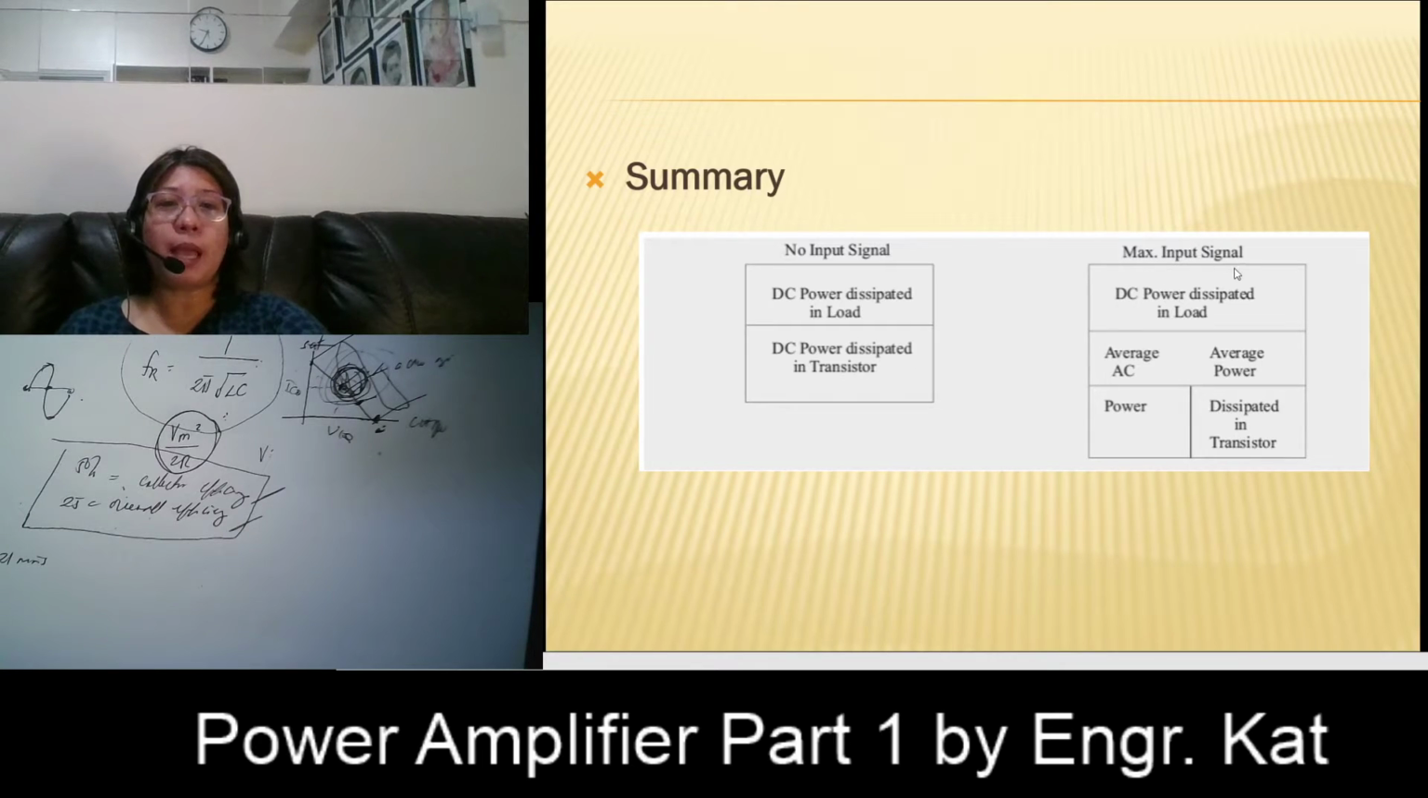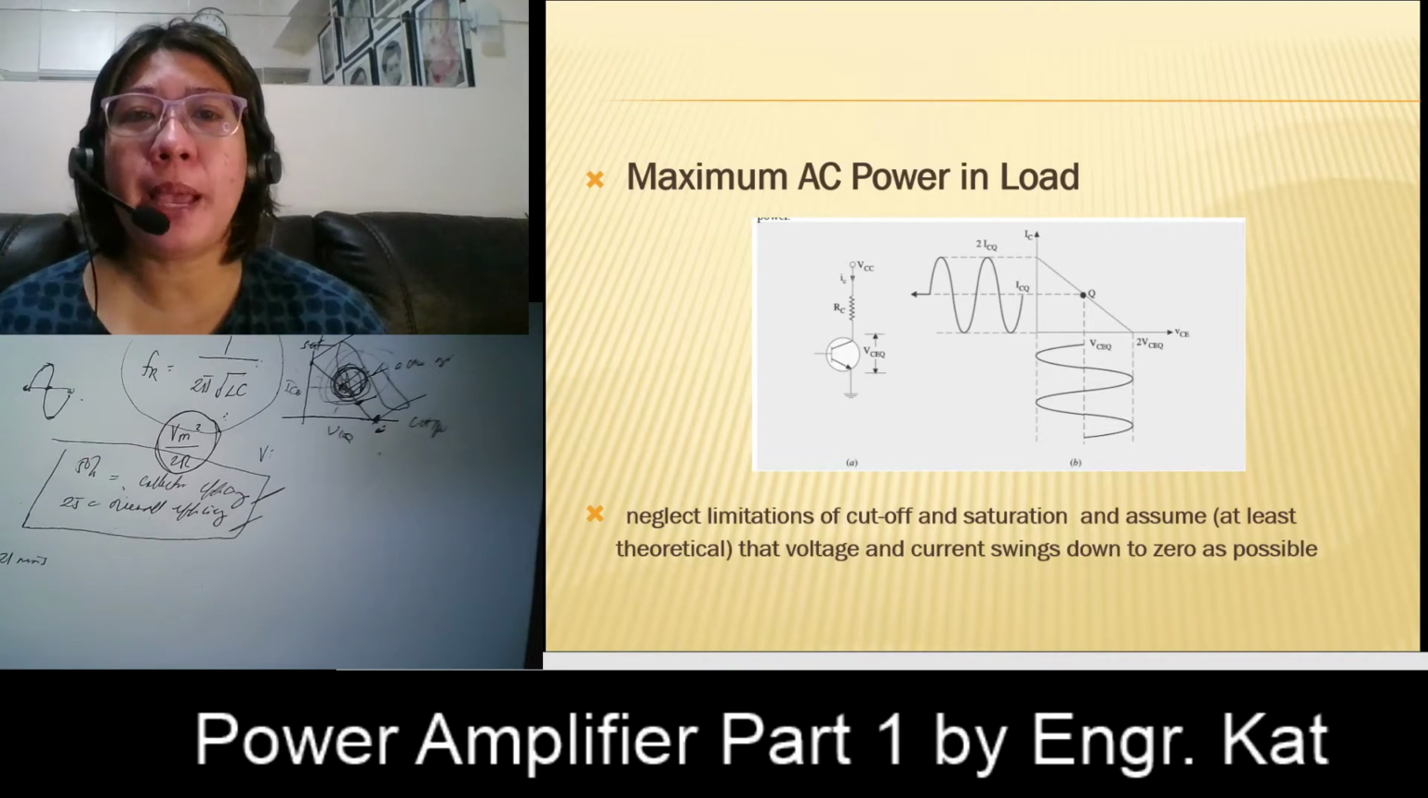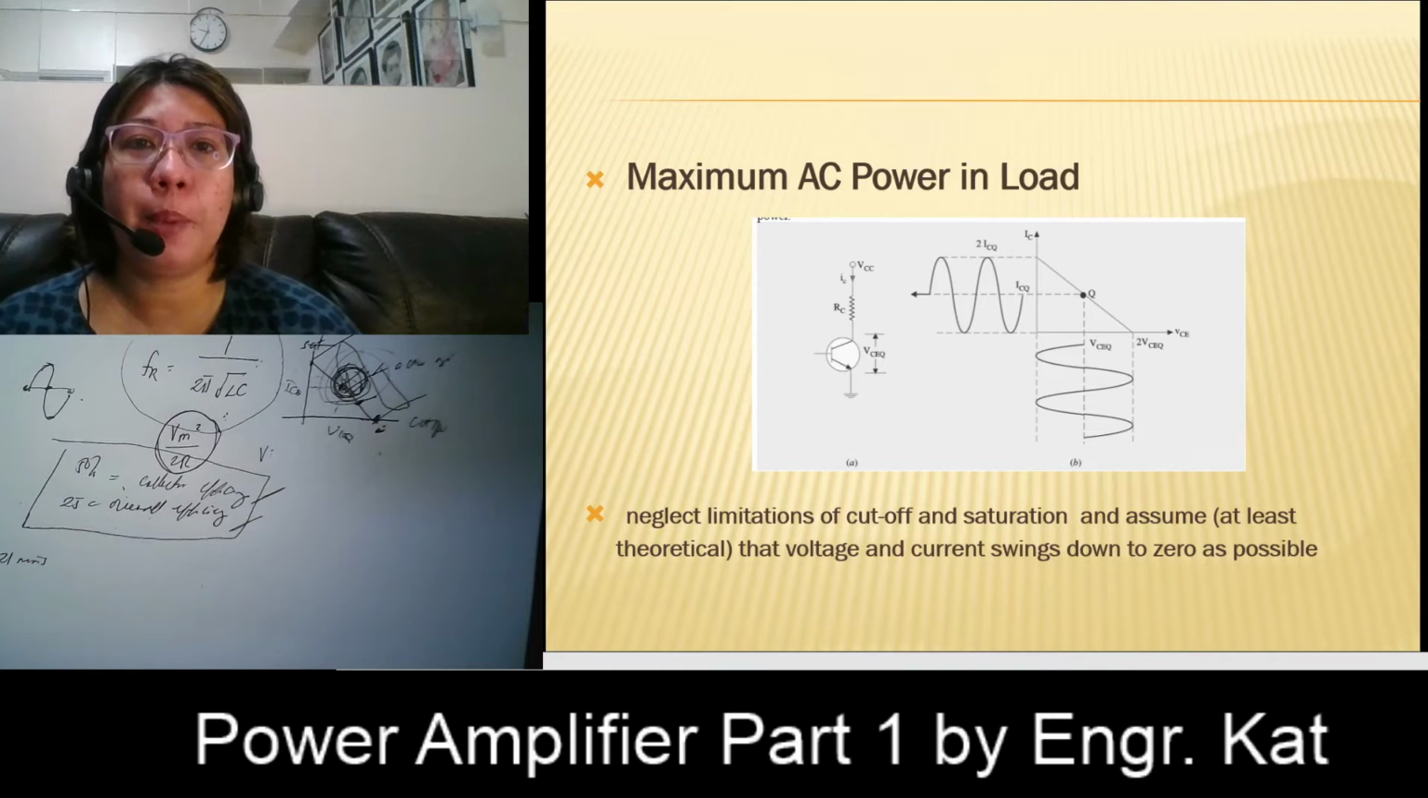Okay? So for maximum input signal, you have the DC power dissipated in the load, so that is 50%, and then 25% for the average AC power, and then another 25% for the power that is dissipated in the transistor. So this is the maximum AC power in the load.